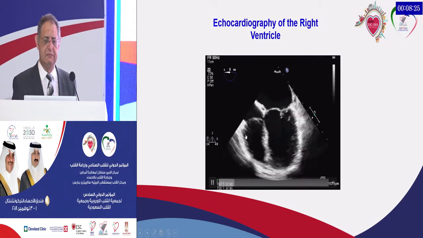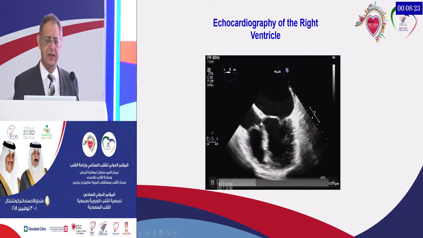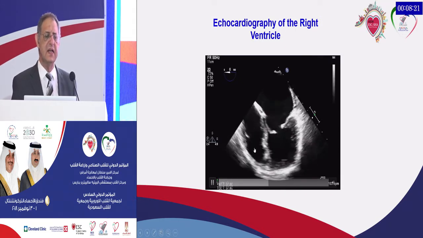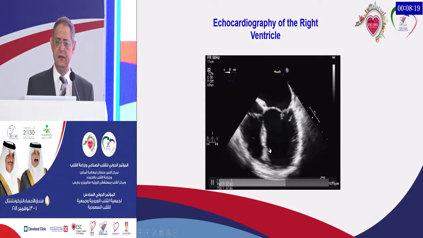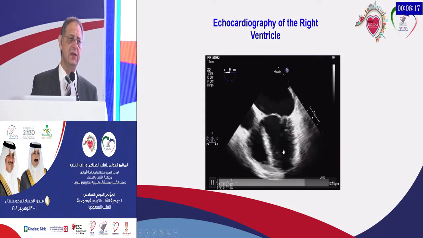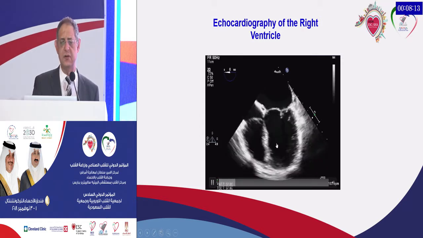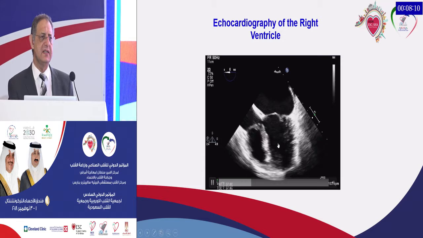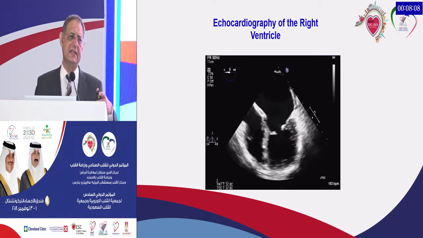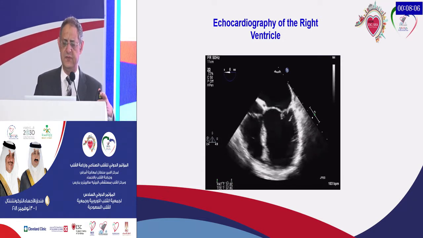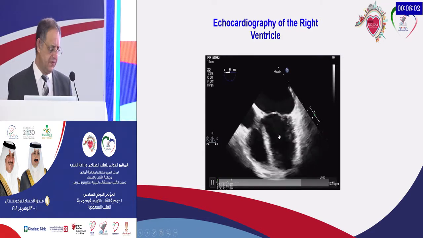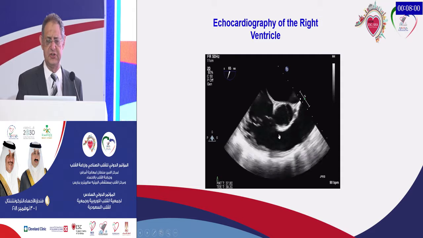You can see the RV accurately and observe the size of the RV in comparison to the LV. Usually the RV represents two thirds the size of the LV. If it is equal to the LV, it is enlarged. If it exceeds the size of the LV, it is severely or markedly enlarged.